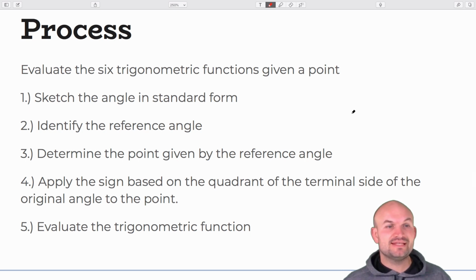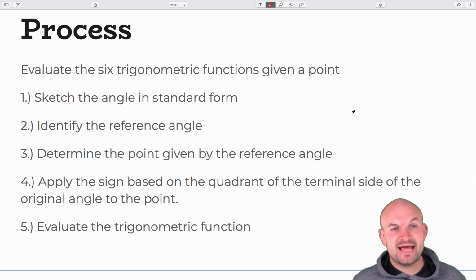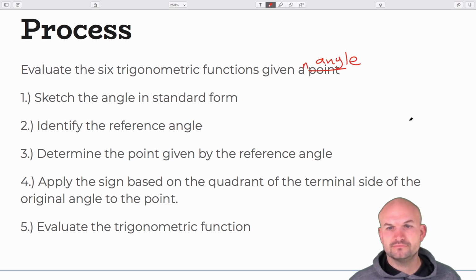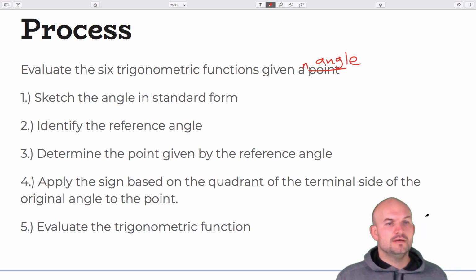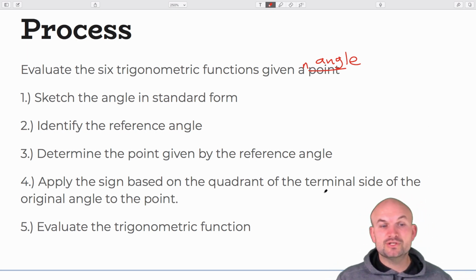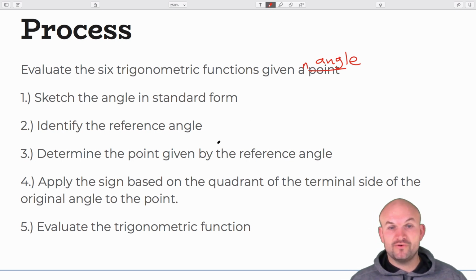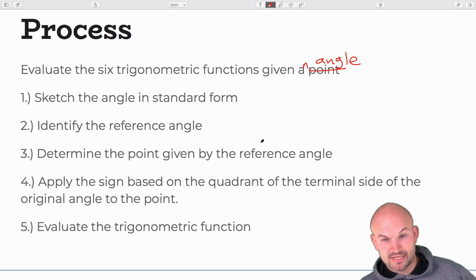Now, to evaluate the examples, we're going to look at the process. The process that I have is for evaluating the 6 trigonometric functions given not a point, but an angle. All right, so the first thing we're going to do is sketch the angle in standard form. Then we're going to identify the reference angle, and again, these are all from day 2 in our lesson. Then we're going to determine the point given by the reference angle.